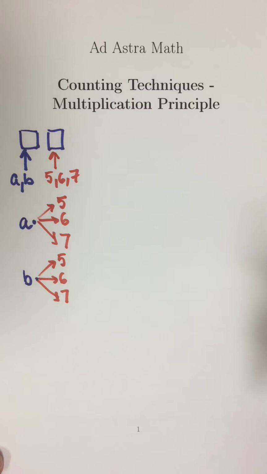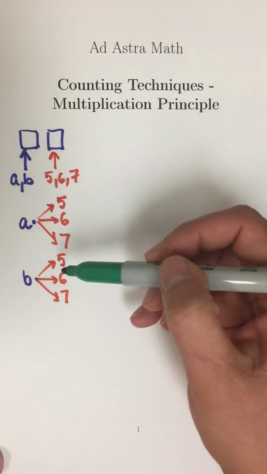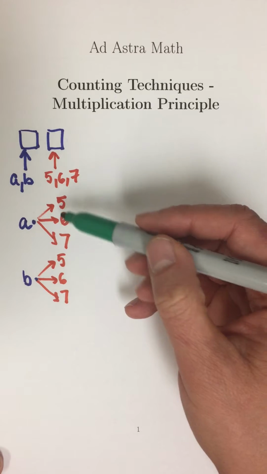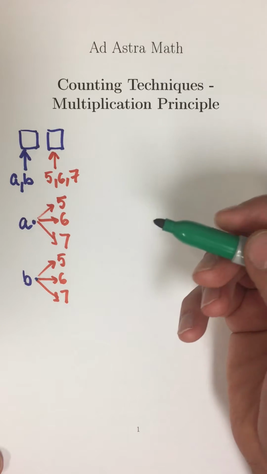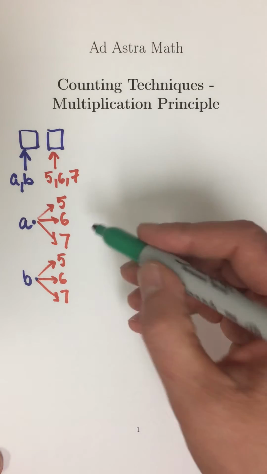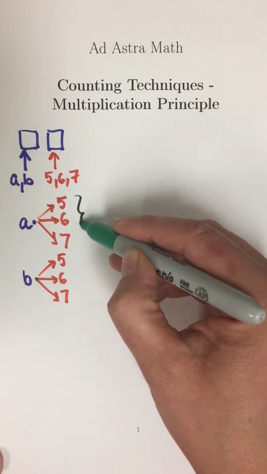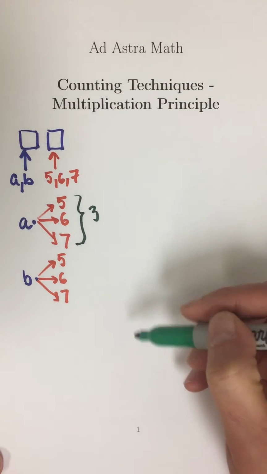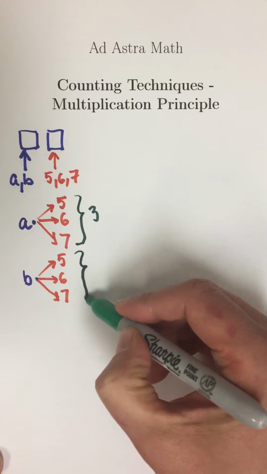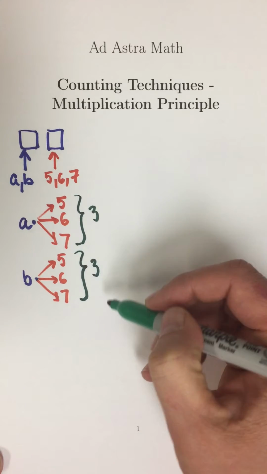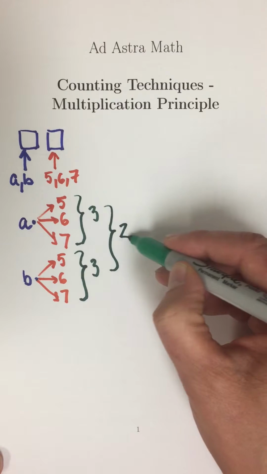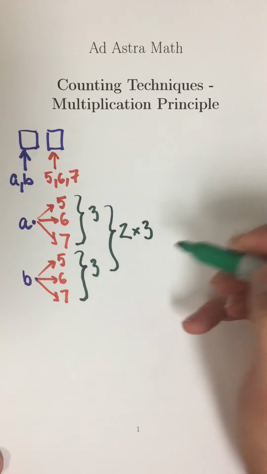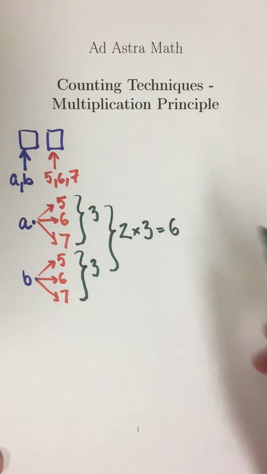All this being done, we exhausted all the possible choices that we have in order to make the password subject to these restrictions here. So all we need to do now is count what we've got. If we look at this group, we have a group of 3 passwords. This other group is another group of 3 passwords. So in total, we have 2 groups of 3 passwords. So we end up with a total of 6 passwords.